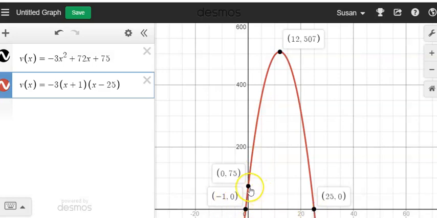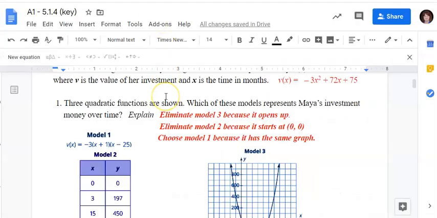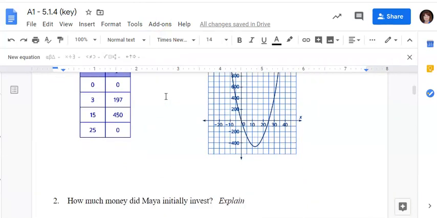So it did start at 0, 75. It did stop at 25, 0. So the correct model for this problem was model 1. All right, let's move on to the next question.